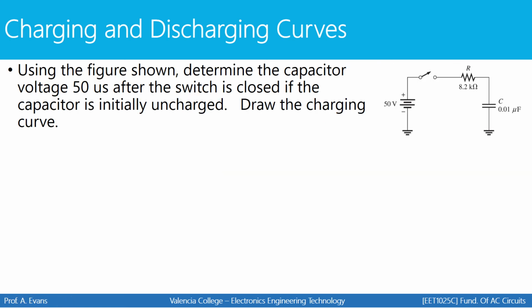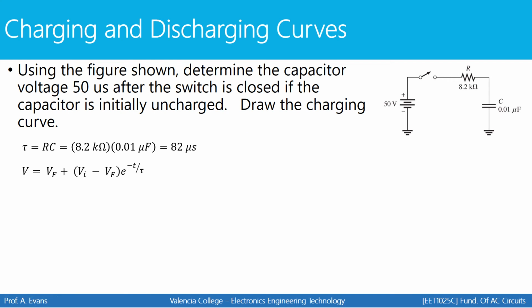So let's put this equation into practice. Using the figure shown, we're going to determine the capacitor voltage 50 microseconds after the switch is closed if the capacitor is initially uncharged, and then we're going to draw the charging curve. So we're going to start by calculating the time constant, which is R times C. So we have 8.2 kilohms times 0.01 microfarads, which gives you 82 microseconds. We need that time constant in order to draw the charging curve and to figure out how much charge the capacitor will have 50 microseconds after the switch has closed.